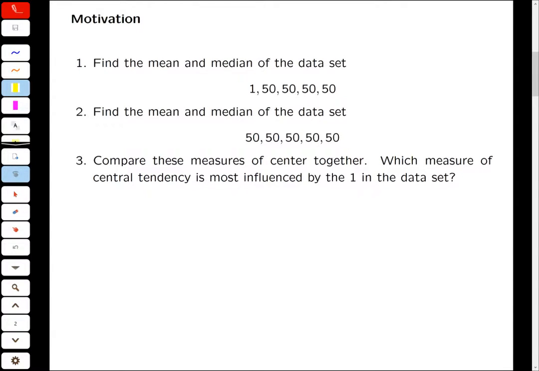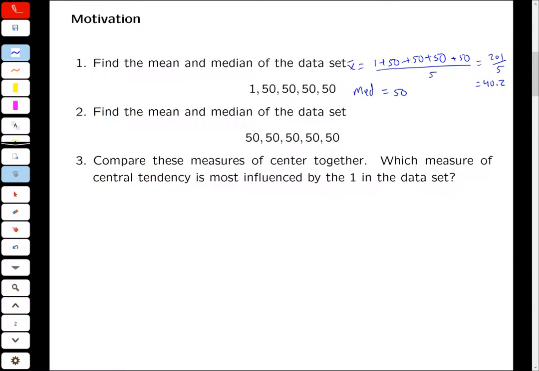So, what we're going to do is look at this first example. Find the mean and median of the data set. If I add these data values together to find the mean, oh, I have a yellow marker. That's not going to work. If I add them together, I have 1 plus 50 plus 50 plus 50 plus 50. How many data values is that? 5 data values, and it's 201. What is 201 divided by 5? Someone with a calculator. 40.2? That's the mean. What is the median?